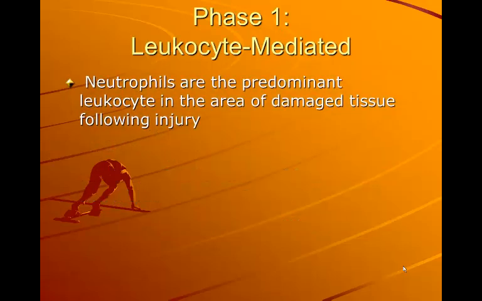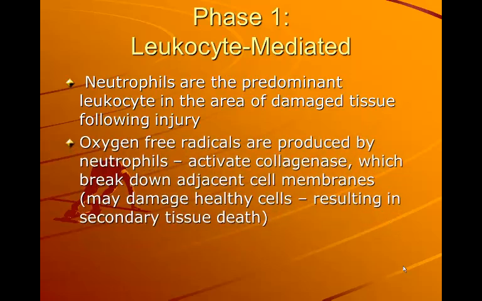Now we have the leukocyte mediated. Neutrophils are the predominant leukocyte in the area of damaged tissue following injury. Oxygen-free radicals are produced by neutrophils and activate collagenase, which breaks down adjacent cell membranes. The problem with these is they may also damage healthy cells, which can result in secondary tissue death.